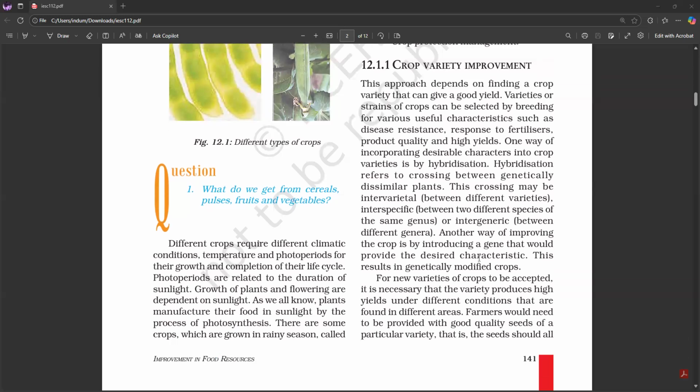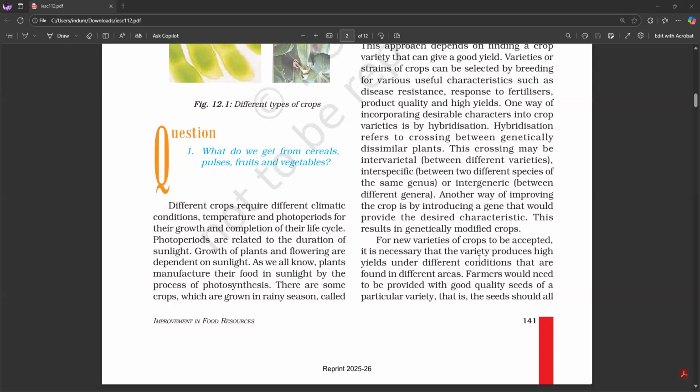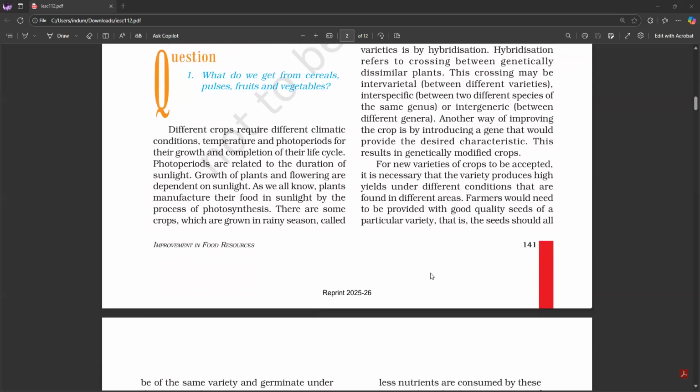This crossing may be intervarietal between different varieties, interspecific between 2 different species of the same genus, or intergeneric between different genera. Another way of improving the crop is by introducing a gene that would provide the desired characteristic. This results in genetically modified crops.